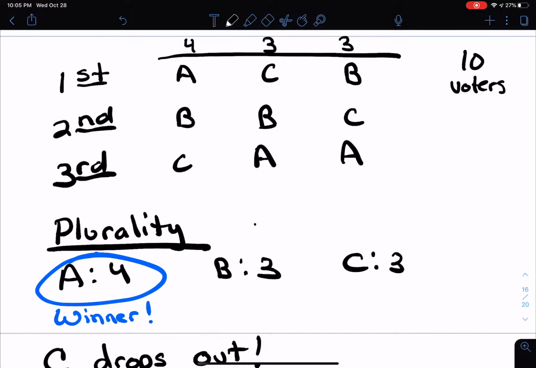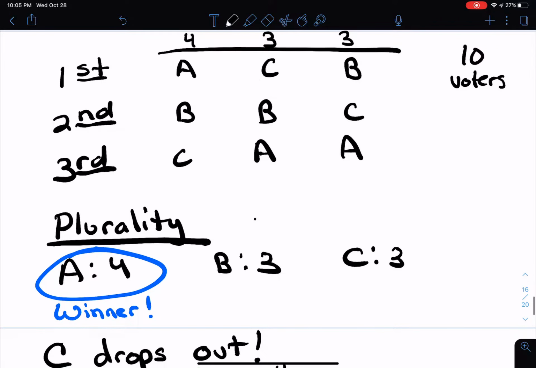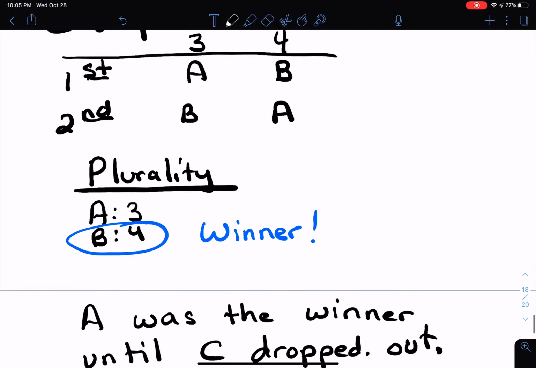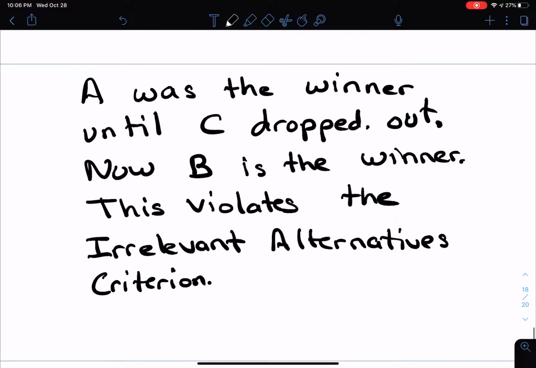Well, sometimes it happens that the person who's not ahead all of a sudden gets those votes and becomes the one who wins. So that's the irrelevant alternatives criterion.